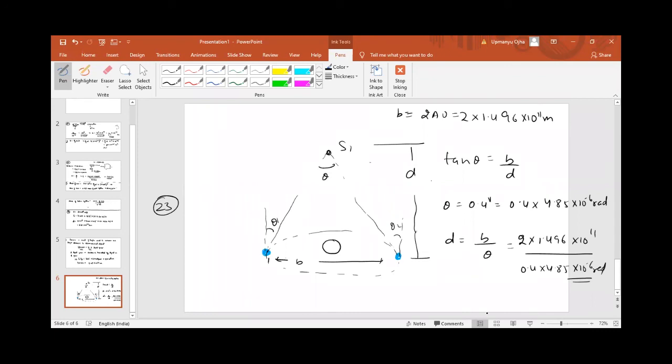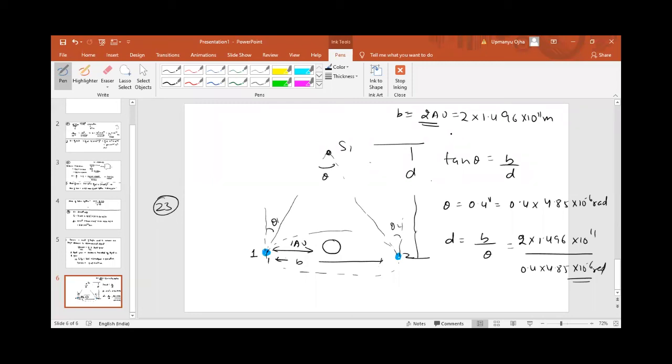Again, I'll explain to you, don't worry about this. The distance between the sun and the earth is 1 astronomical unit. So after 6 months, the earth would be at this position, which means before 6 months it was at this position. After 6 months it will come to the opposite position, so the distance traveled by the earth would be 1 astronomical unit plus 1 astronomical unit, means 2 astronomical units. So this b will be equal to 2 astronomical units.